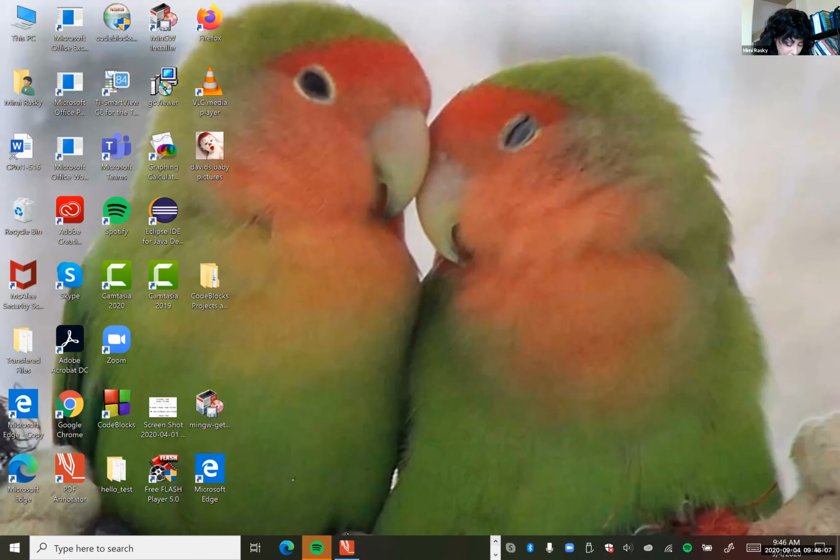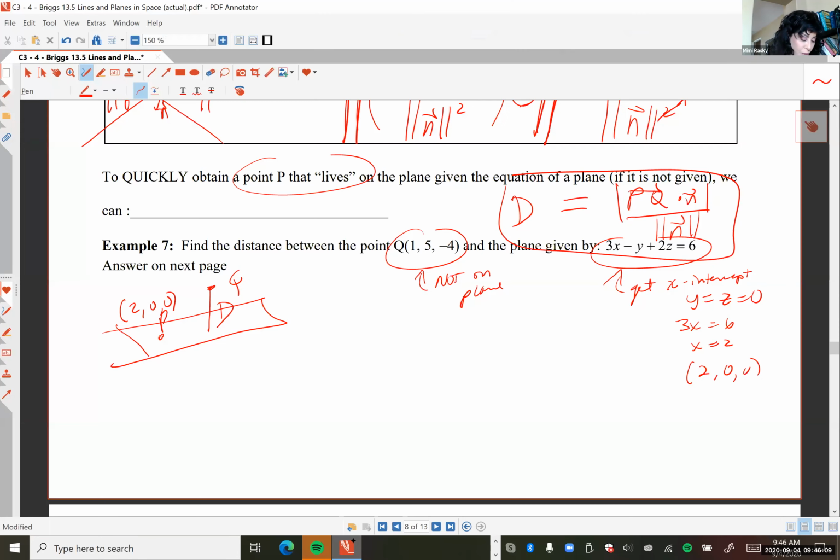And then your point Q, not on the plane, is given. The only ingredient now is what is the normal vector to the plane? Quick. What is that vector n? You can cherry pick it. How?